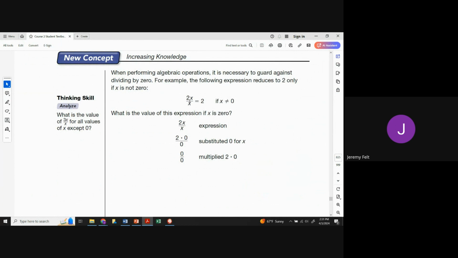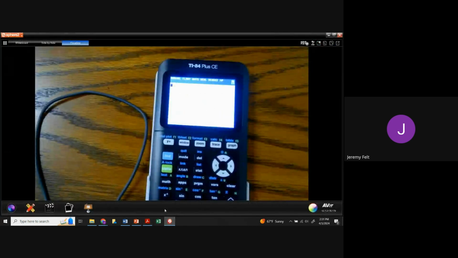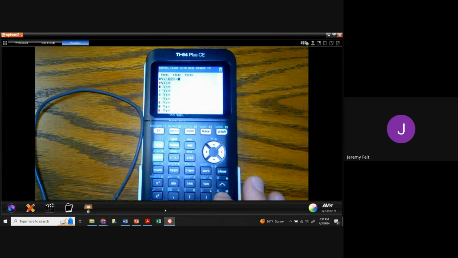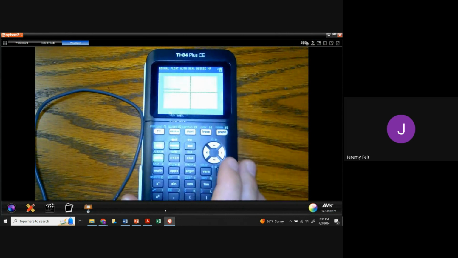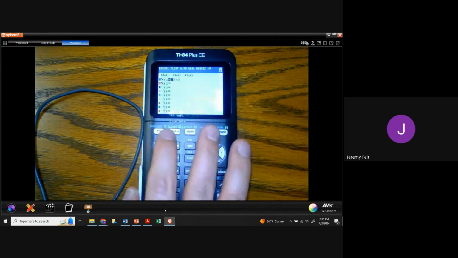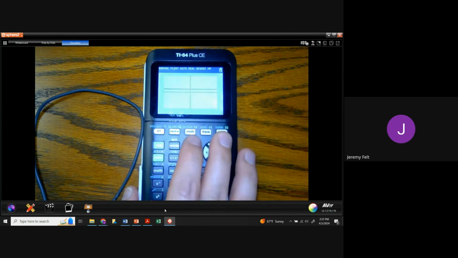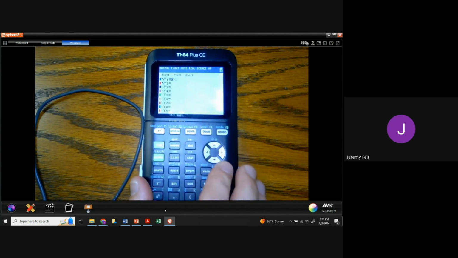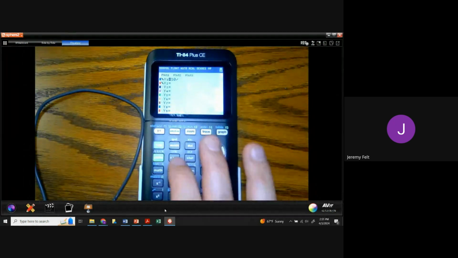We could even graph this. If we were to graph 2x divided by x on the calculator, let's clear this out. 2x divided by x. Let's take a look at that. Okay, it would be linear right there. Well, let's look at a different example. No, let's look at an inverse example. Let's say 10 divided by x.